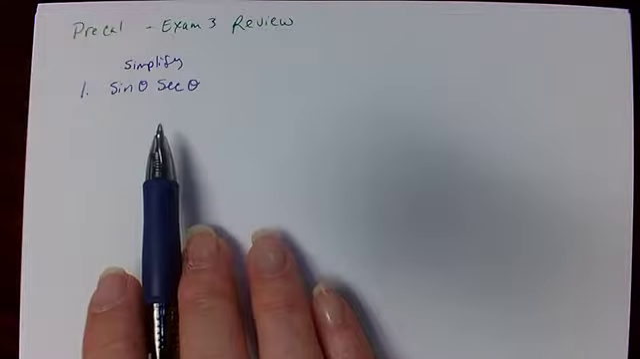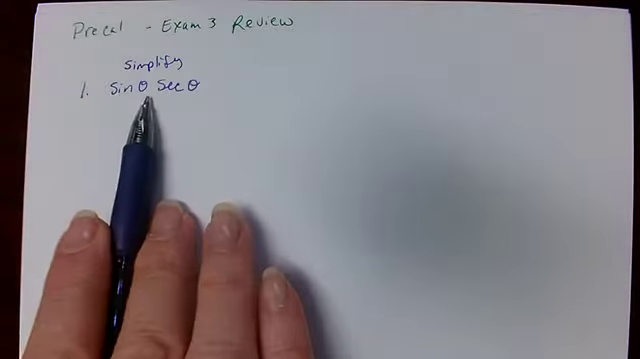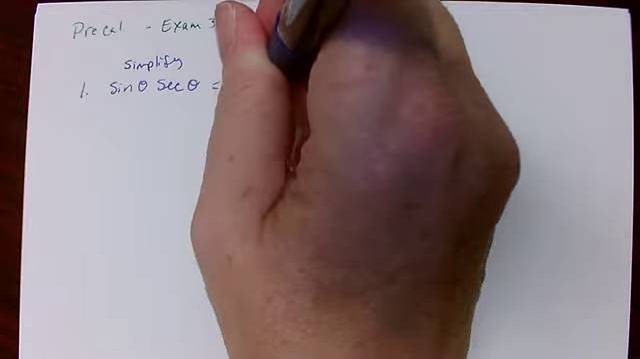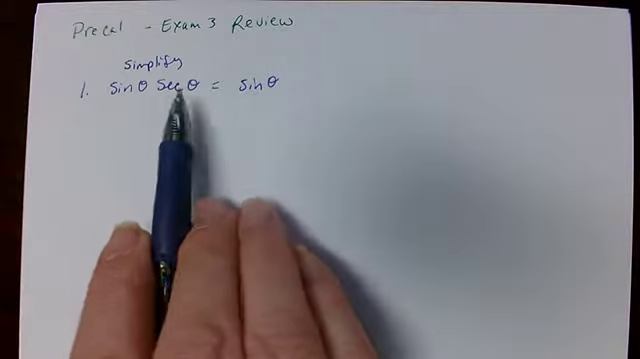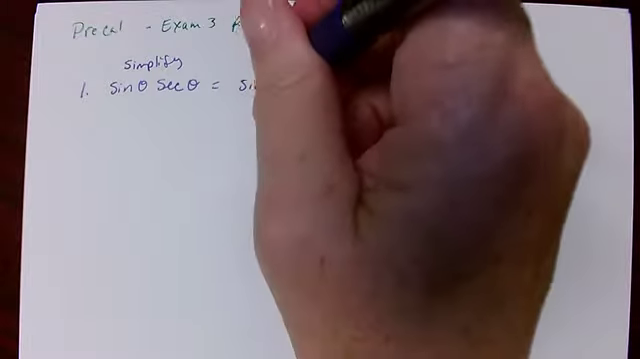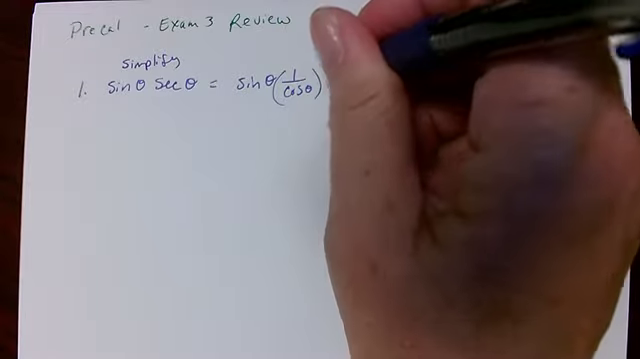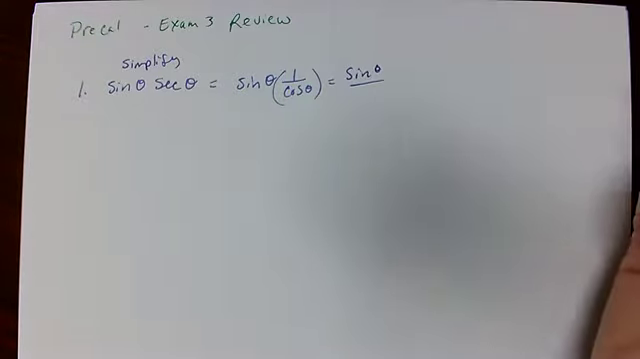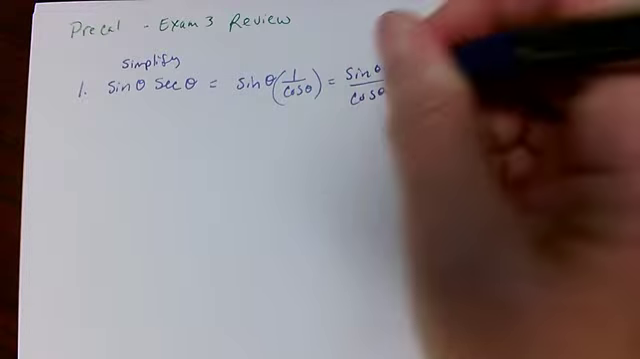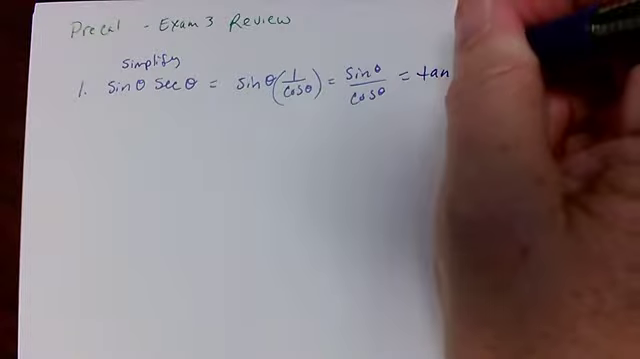So first thing you want to do is change these to sine and cosine. So sine theta secant theta will equal sine theta, because that's already in that form. And secant theta, we know, is the same thing as 1 over cosine theta. Well, these are being multiplied here. So sine theta times 1 will get us sine theta on the top, and that gets us cosine theta on the bottom. And sine over cosine is the same thing as tangent theta.